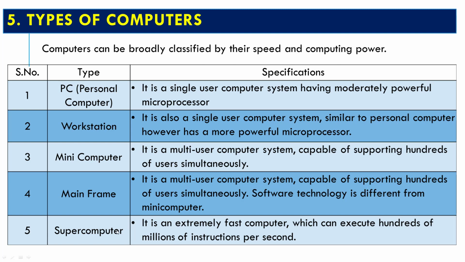Then the last one is a supercomputer. It is an extremely fast computer. Supercomputers will be used mostly for research and development activities. For example, ISRO, Indian Space Research Organization, they are using supercomputers. And even the meteorological department for weather forecasting and all, they are using supercomputers. These supercomputers are very powerful. They can execute hundreds of millions of instructions per second. Now, in the next 5 slides, we are going to discuss the types of computers in detail.